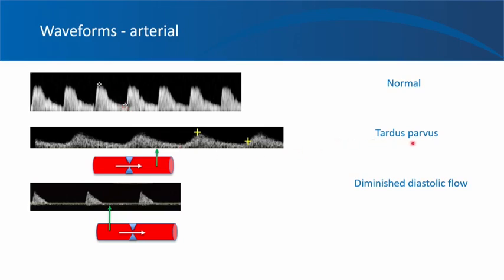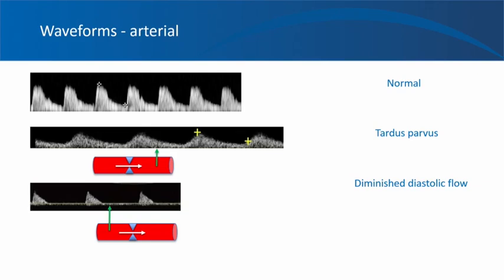And this pattern right here is the tardus parvus waveform resulting from arterial stenosis. The phenomenon is observed downstream to the site of stenosis. Say if the stenosis is here, you will see the tardus parvus waveform here. And it is due to reduced magnitude of blood flow through the narrowed vessel during ventricular systole.